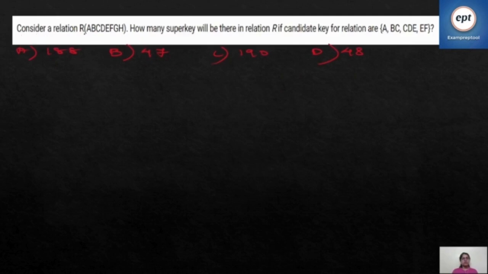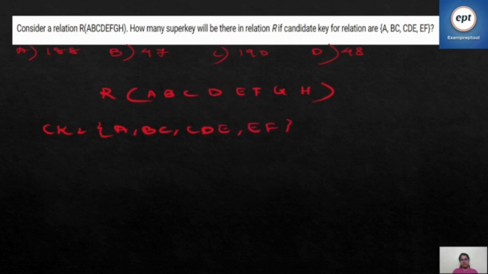Here they are saying, consider a relation R with attributes A, B, C, D, E, F, G, H. How many super keys will be there in relation R if the candidate keys for relation R are given as A, BC, CDE, and EF? These are the candidate keys which are given.